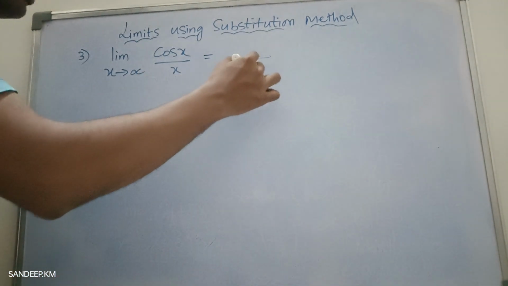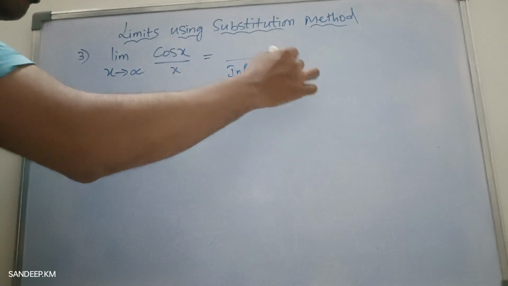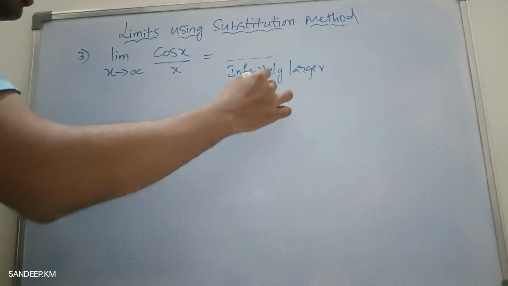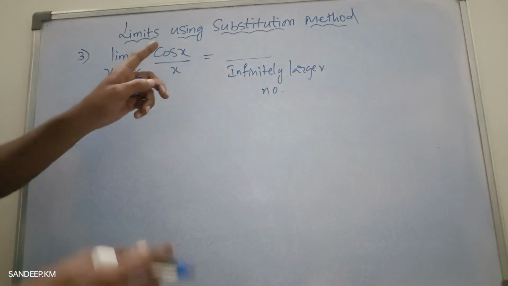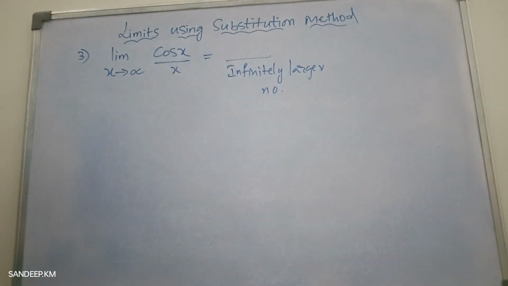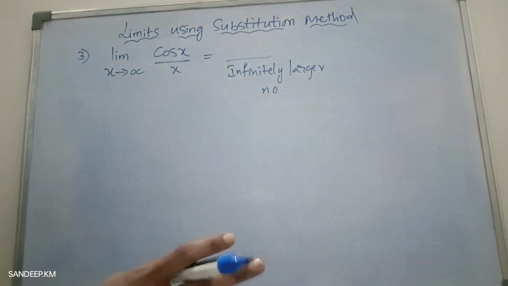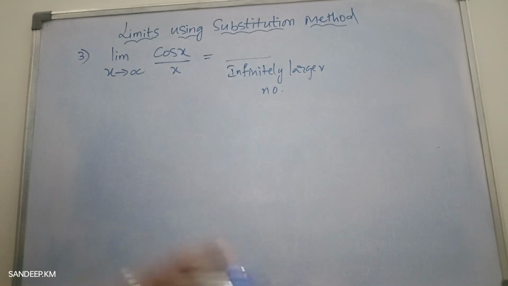The denominator is an infinitely larger number. And what about the numerator? Some students will say, "Sir, cos of infinity is not defined. You cannot say an exact answer." Yes, I will accept that. I will say yes to your answer.